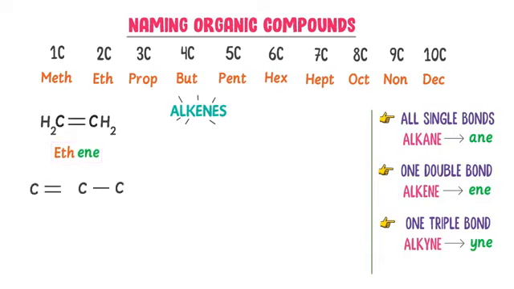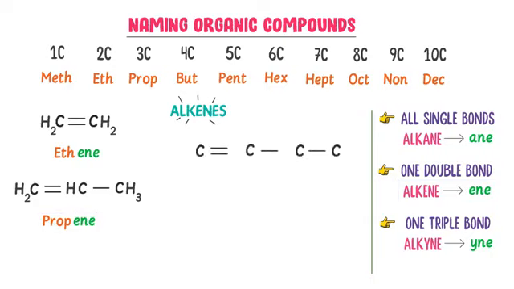Secondly, consider these three carbon atoms. Let there be a single bond between these two carbon atoms, and a double bond between these two carbon atoms. This carbon has formed two bonds, I write H2. This carbon has formed three bonds, I write only H. This carbon has formed one bond, I write H3. There are three carbon atoms present in this molecule, I write prop. There is one double bond, I write ene. So I get propene.